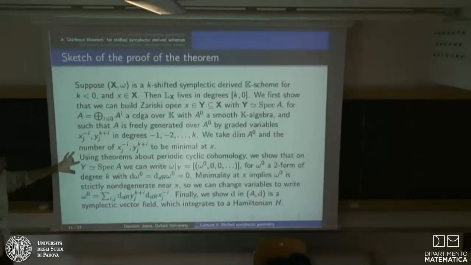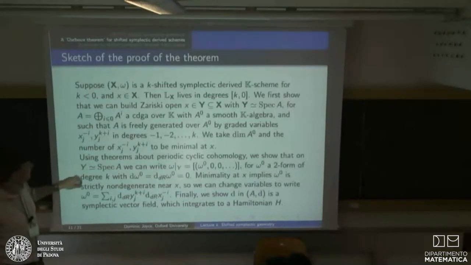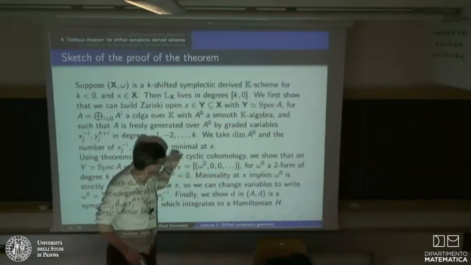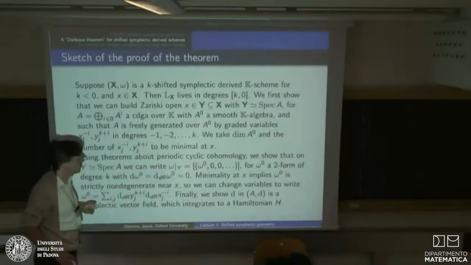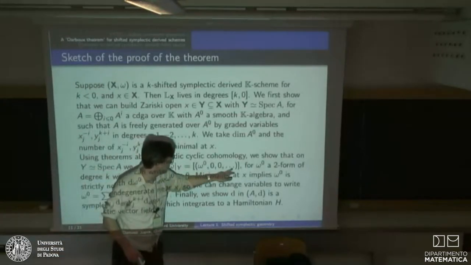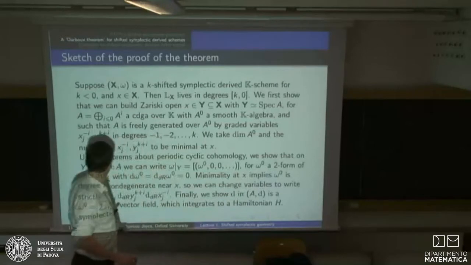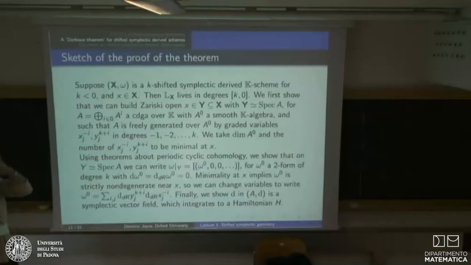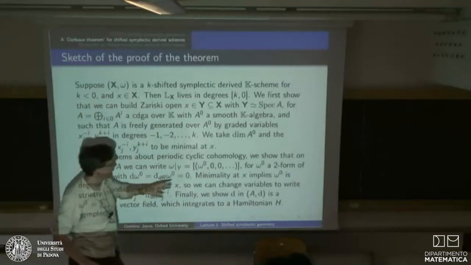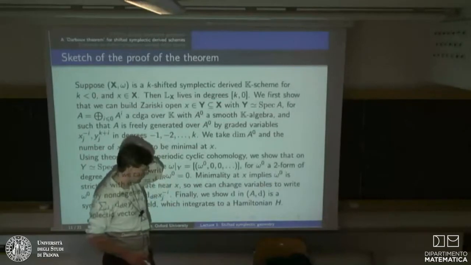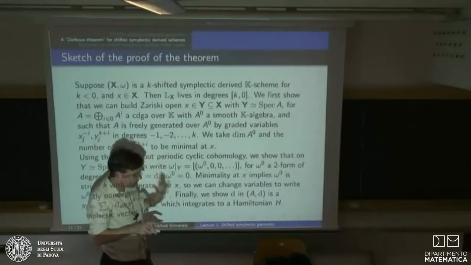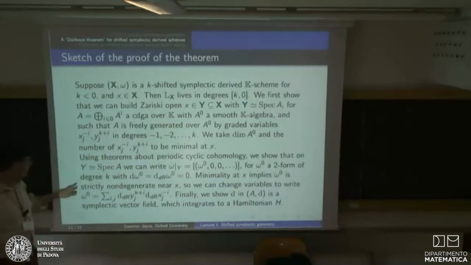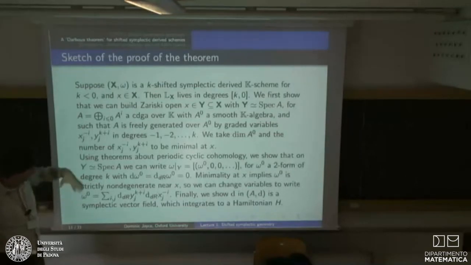Then, using some theorems about periodic cyclic homology, we show that on Y, this cohomology class omega is equivalent, in the cohomology of the rather complicated complex I showed you, to something of the form omega 0 and then everything else 0, where omega 0 is a 2-form of degree k, which is closed under both differentials. Now, because we've chosen this to be minimal at the point x, the cohomology is isomorphic to the variables you've got. We see that actually omega 0 is strictly non-degenerate near x, so you can actually invert it.